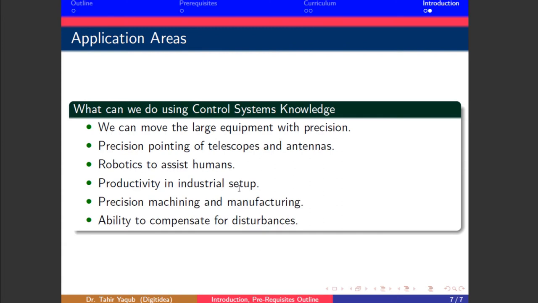And the industrial setup, as I mentioned earlier, is one of the major areas of work you will be doing. Then there is precision machining and manufacturing, and the ability to compensate for disturbances. What happens is that in industry, no process is perfect. All the time equipment deteriorates, your insulation deteriorates, and then you have some disturbance in your control system. Your control system is not working properly, and you as a control engineer might be asked to step in and resolve the problem. So these are some of the activities you will be doing as a control engineer.